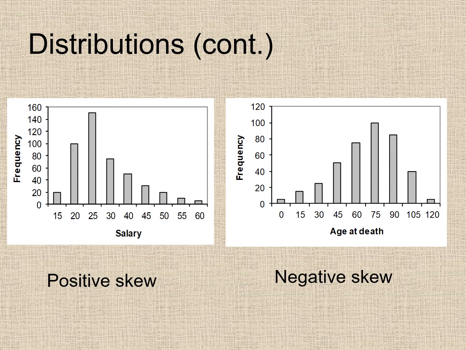And on a negatively skewed variable, the mean is lower than the median. The median is closer to the peak of the distribution, while the skew, the low values, drag the mean towards them. So we get a mean that is lower than the median. The median is higher than the mean.